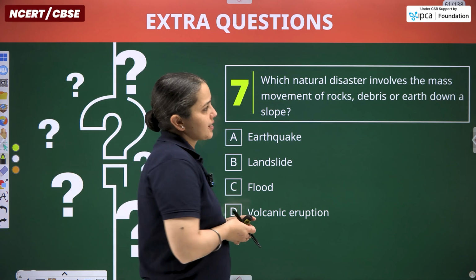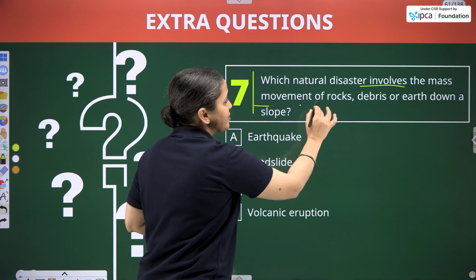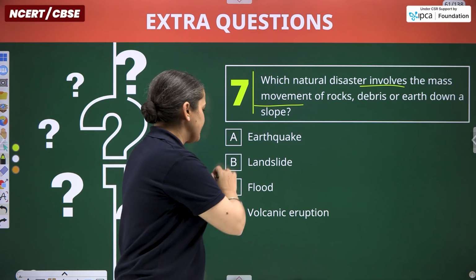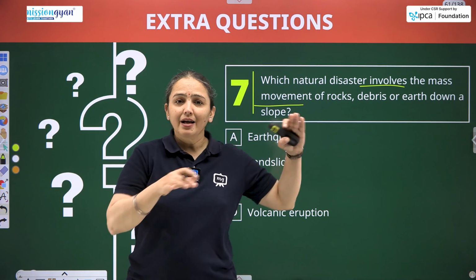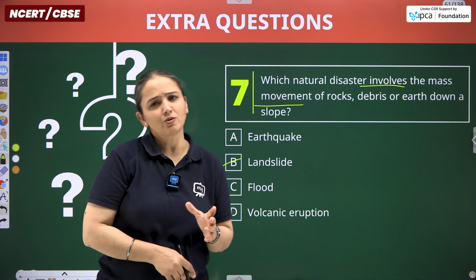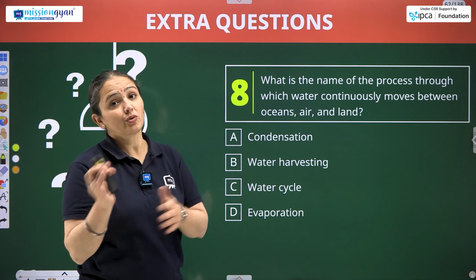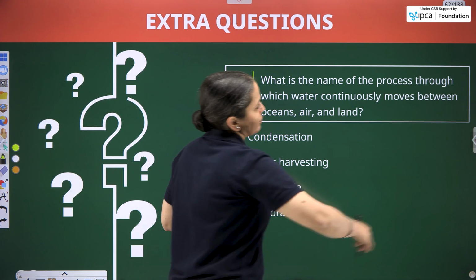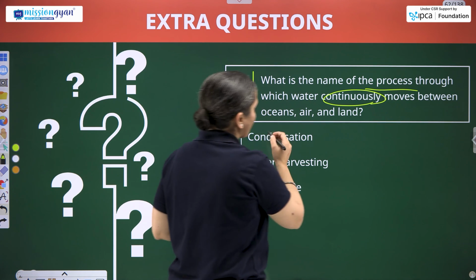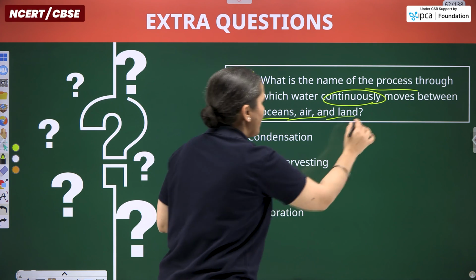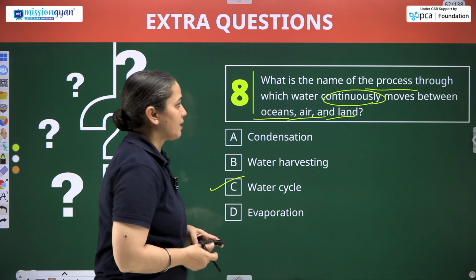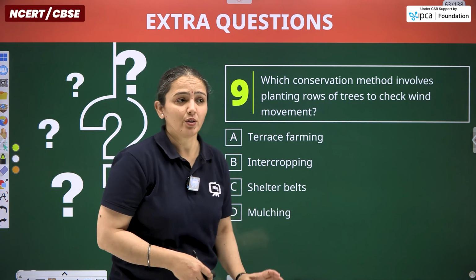Then, which natural disaster involves the mass movement of rocks, debris and or earth down a slope? That is a landslide. Within the landslide, the rocks and debris just move from their place. It can be in bulk, it can be small count, but landslide is landslide. It is going to cause destruction. What is the name of the process through which water continuously moves between ocean, air and land? So this is going to be the cycle because it goes on continuously. So it is water cycle because we are talking about the movement of the water only.